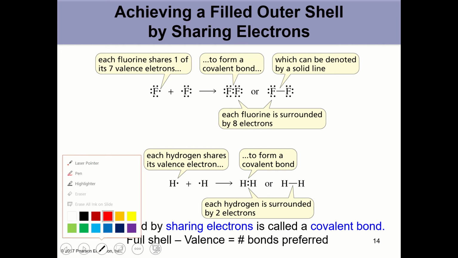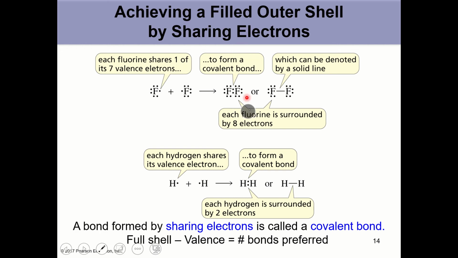So we get the laser pointer. So now fluorine, the diatom, each of the two fluorine atoms has an octet simply by sharing electrons in what we call a covalent bond.